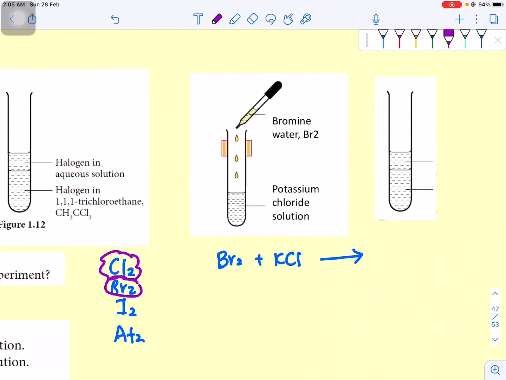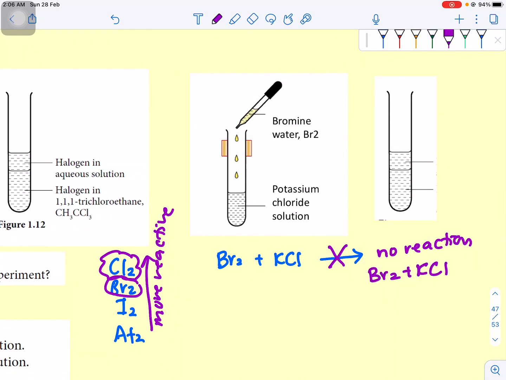Okay, what we can see, Cl sits above bromine. The higher up, the more reactive it is supposed to be. So can bromine kick out chlorine? The answer is cannot. If cannot, what is in the test tube? Because there is no reaction, it remains. There is no product, so what is in there remains bromine and potassium chloride.